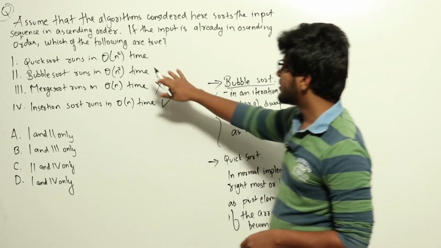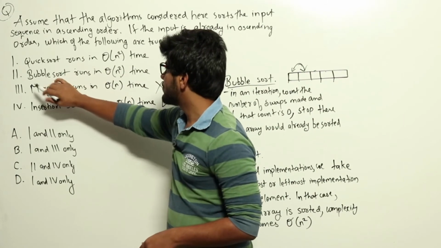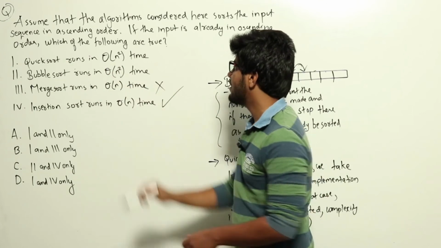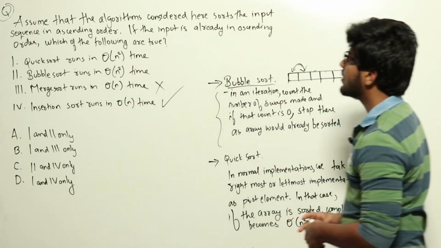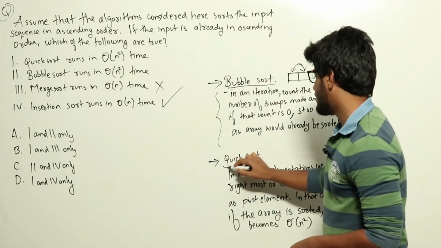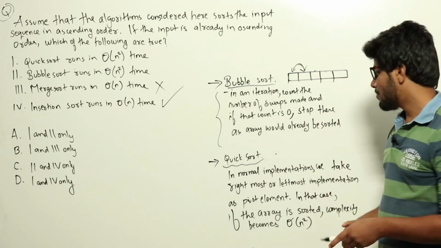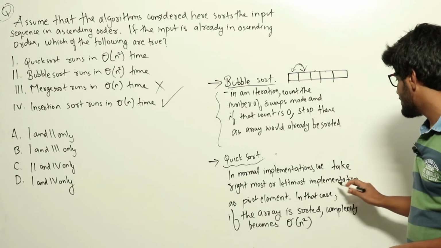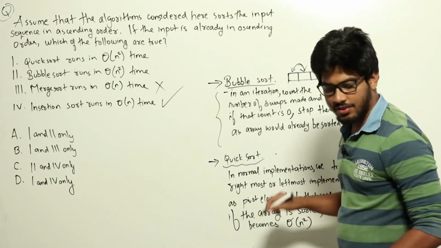But in this question, we don't know which they are considering, so we will keep this on hold. We will look at statement 1. Quicksort runs in theta n square time.